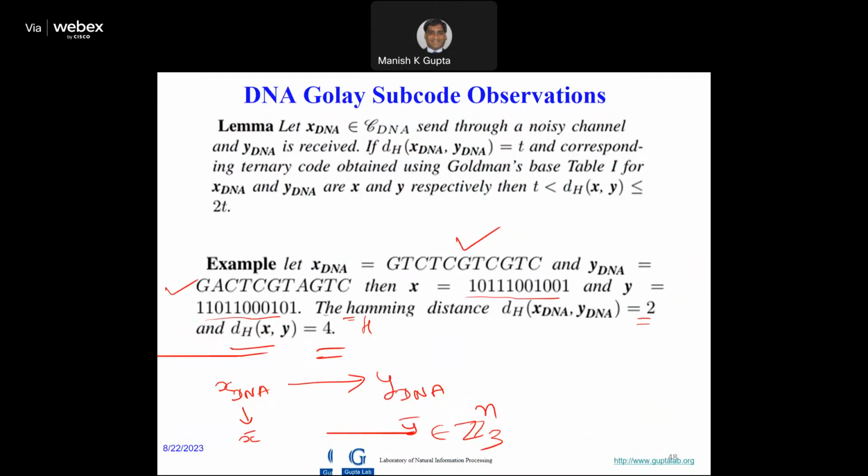So first of all, in a DNA storage system, if X DNA is sent, Y DNA is received, and T bits are flipped, that means the distance between X DNA and Y DNA is T. Then the corresponding ternary code words have distance at most 2t, right? So this is the observation. I think you can see here clearly. This is the fact in this example.